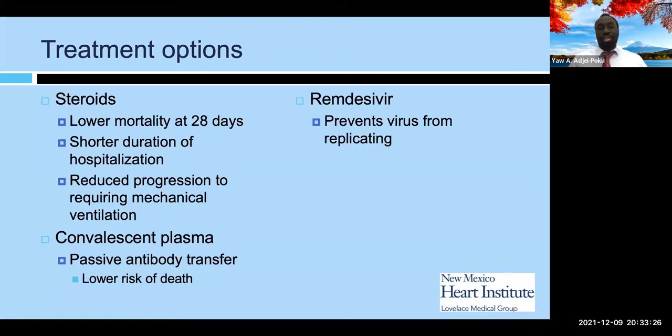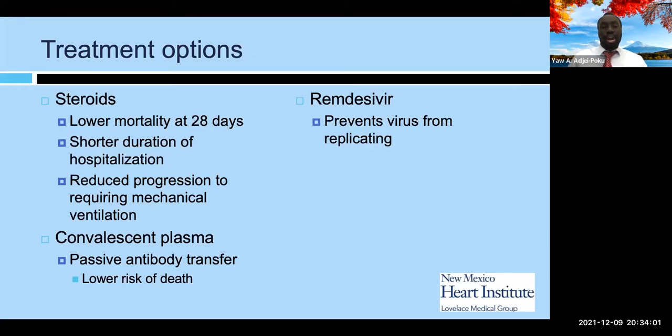Now, what are some of the treatment options and treatment modalities that we employ? Steroids is one of the common treatments when patients come in with coronavirus. Steroids are oftentimes a mainstay of treatment. When you look at mortality in patients that have received steroids, they're in the hospital for a shorter period of time, and there's reduced progression to require mechanical ventilation.